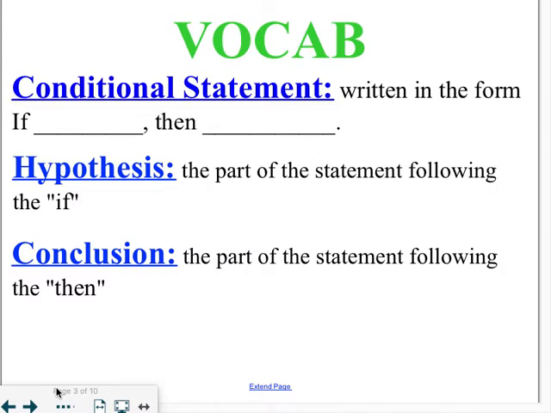A conditional statement is written in the format of if something, then something. So it's a simple if-then statement. The hypothesis is the if part of the statement, so that first clause that you have. The conclusion is the second part or the result of that statement, so the then part of the statement.